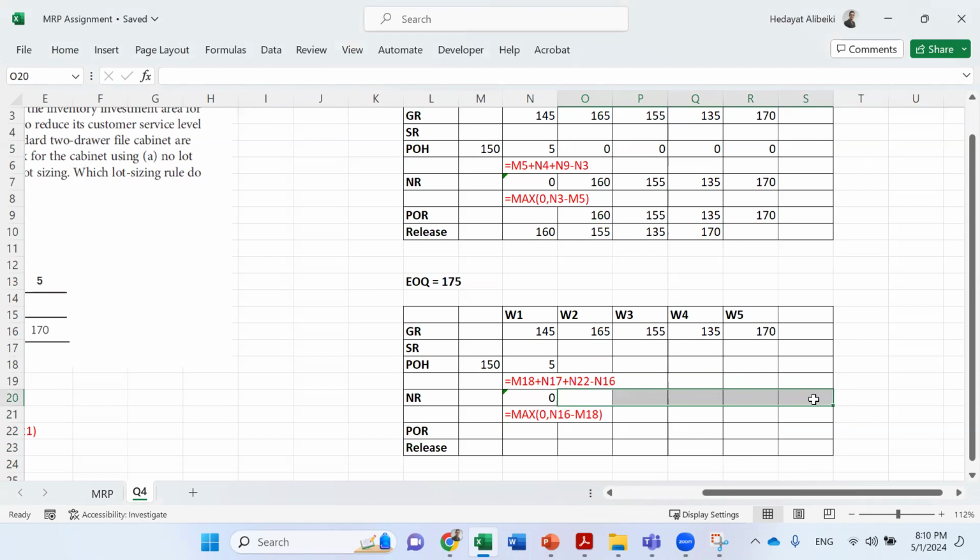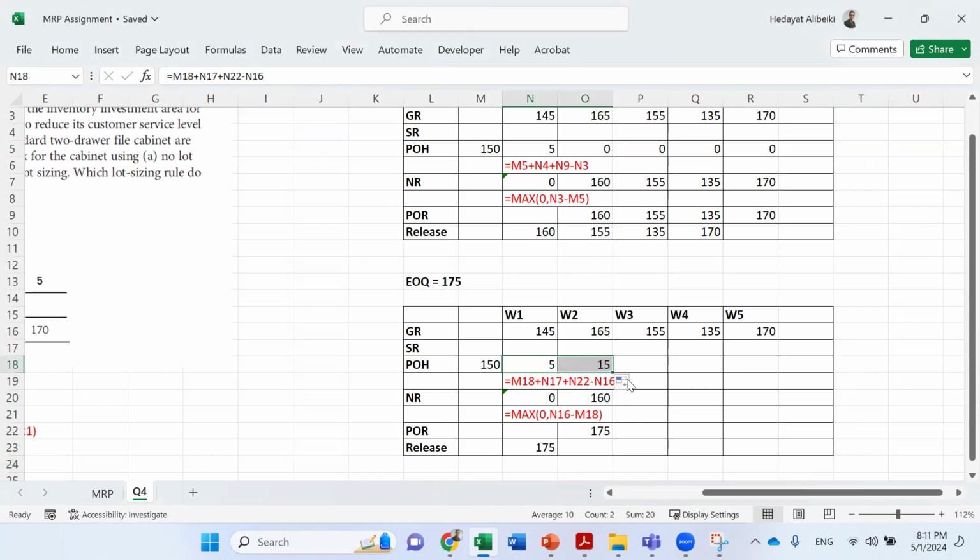So we did it for lot for lot. For the first three periods, I don't need to order because the net requirement is 0. And if I don't order, the on-hand inventory is going to be at 5. So if I go to the next period, there's a net requirement of 160, which requires ordering. And since EOQ is 175, just order 175 and release it 1 week before.